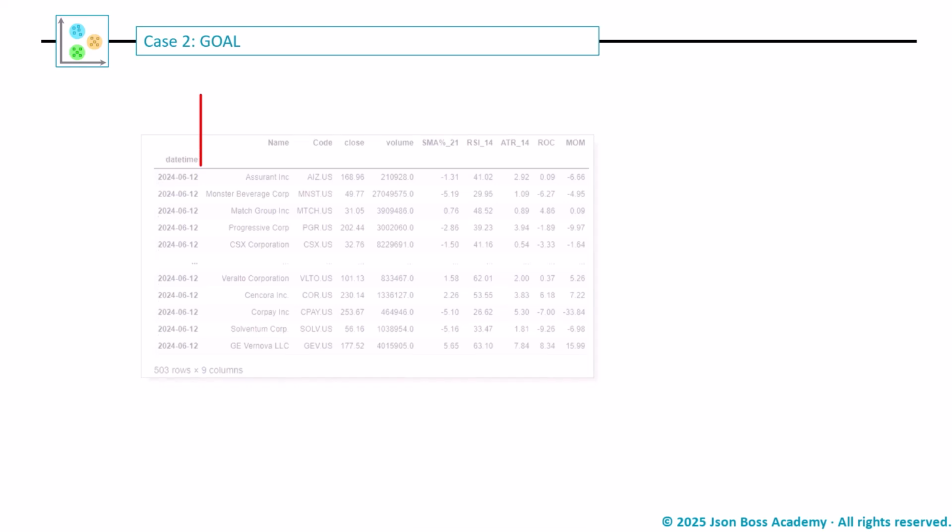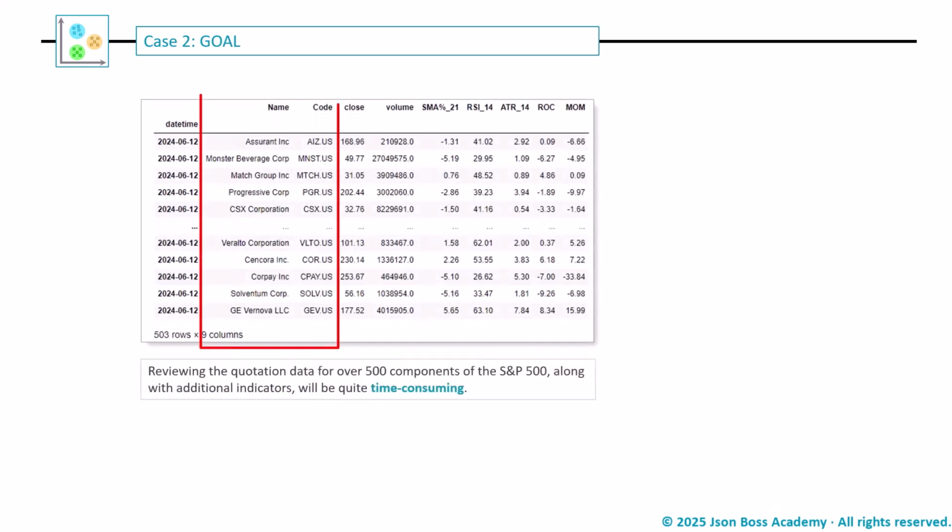Our goal is to retrieve data from the constituents of the S&P 500 and calculate some indicators that, as technical analysts, we believe can have predictive value. In this case, we've chosen a transformed moving average, that is, the distance from the moving average to the price, and RSI, and ATR, the ROC, and momentum as features. However, other indicators and features, such as technical analysis patterns or signals, could also be used.